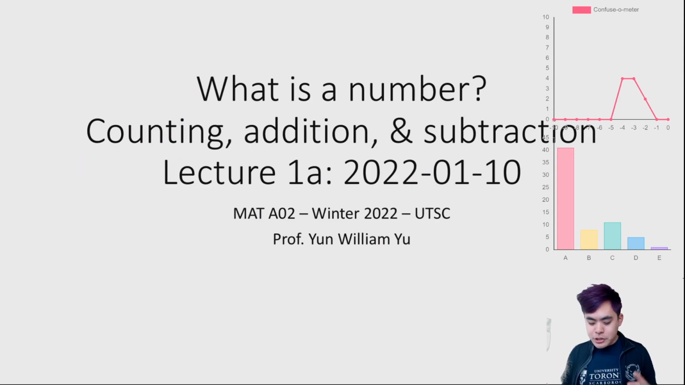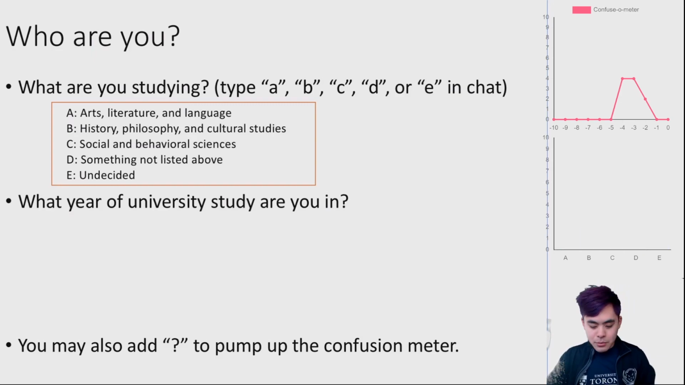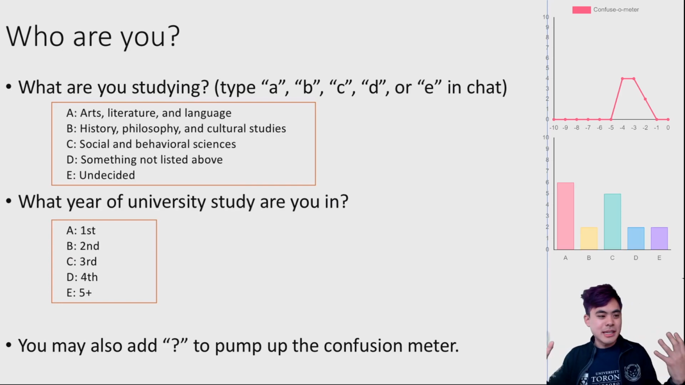But first, before we talk about what a number is, I want to talk about who you are. We already went through some of what you're studying, A, B, C, or D. Let me reset the poll, and now I'm going to ask you, what year of university study are you in? Are you a first year, second, third, fourth, 5+? Throw that in chat and let's get a sense.